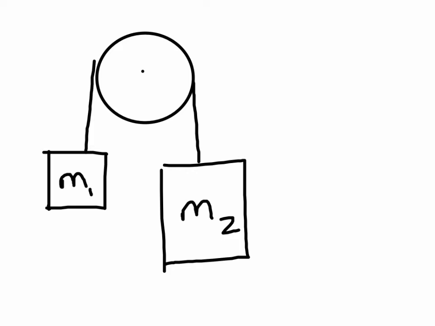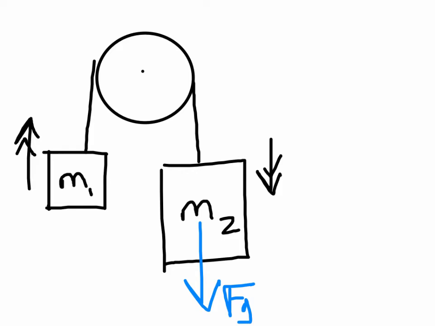And just from the drawing, I can see that mass 1 is smaller than mass 2. What I can assume is that mass 1 will accelerate upwards, while mass 2 will accelerate downwards. If I want to identify the forces acting on each object, we can say, okay, the force of gravity is acting on mass 2. This rope must be pulling up with a tension to support mass 2.